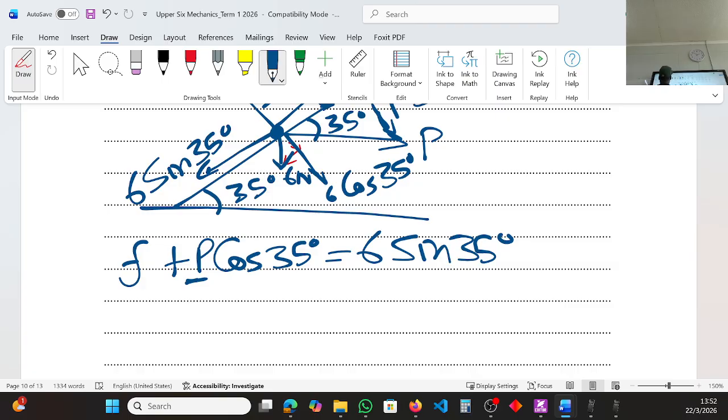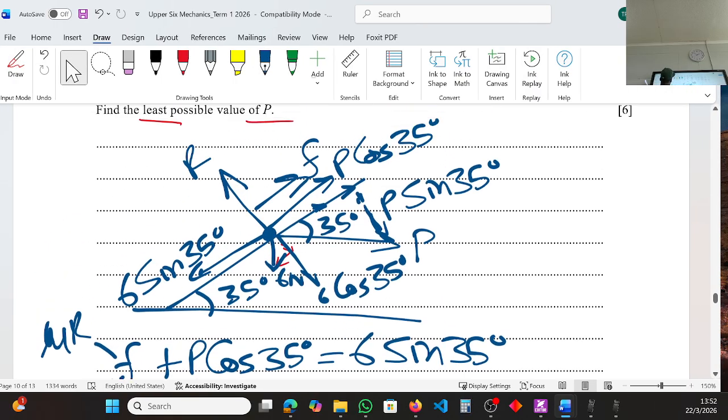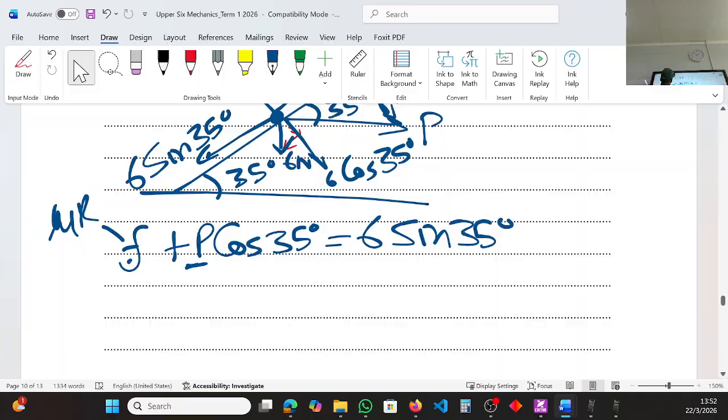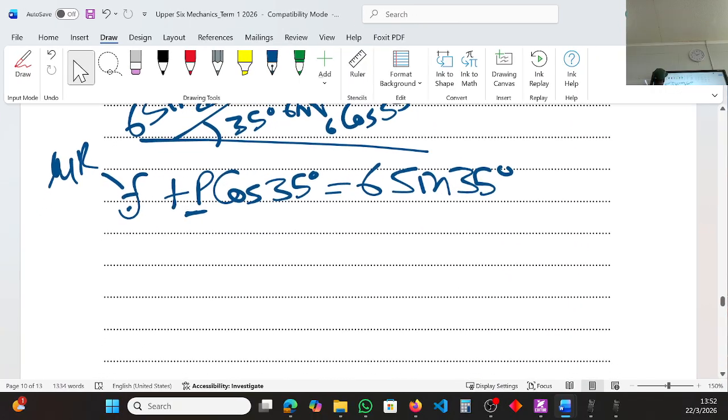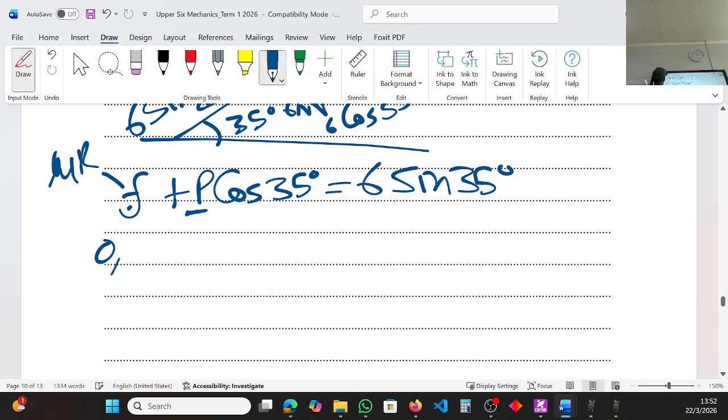Then what do we do? Our challenge is on our friction, because we know friction is mu R. So with friction here, given as mu R, what we know is mu, the coefficient from the problem, we're told is 0.4. So I'm going to say here 0.4 into R. But what's R?